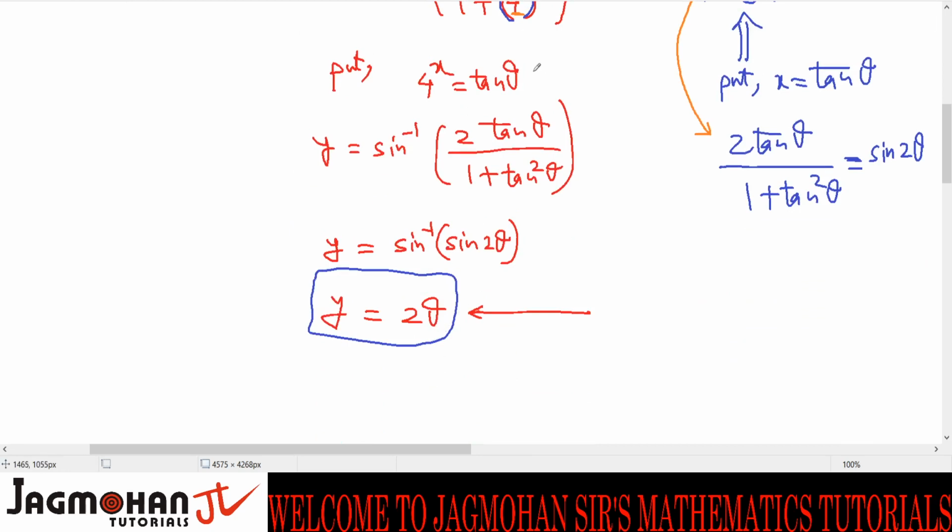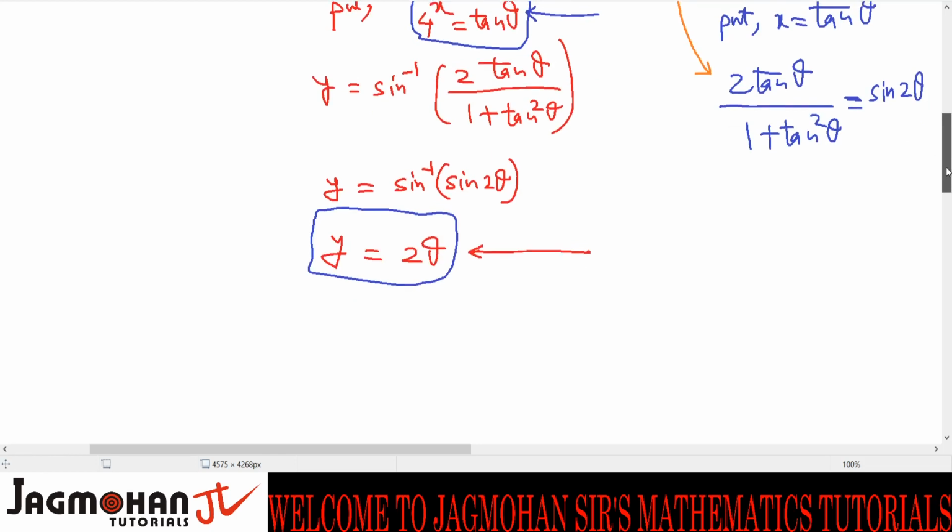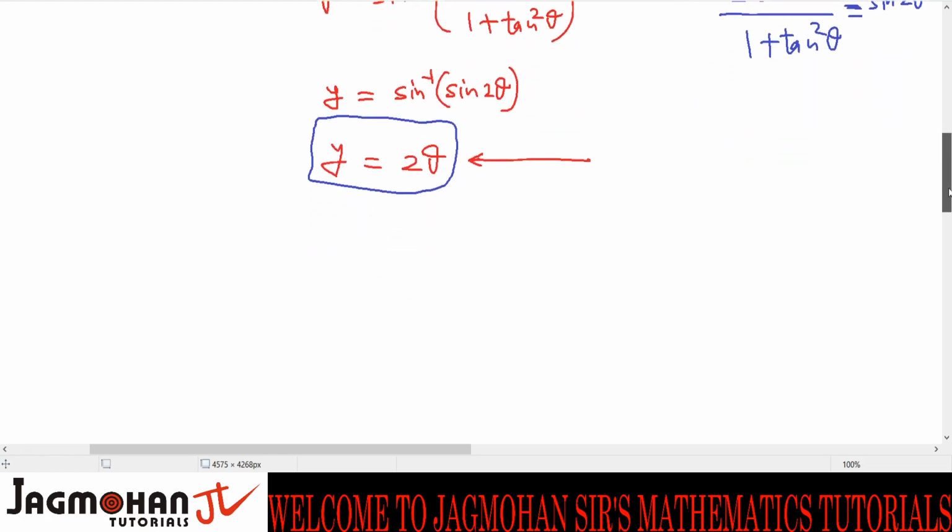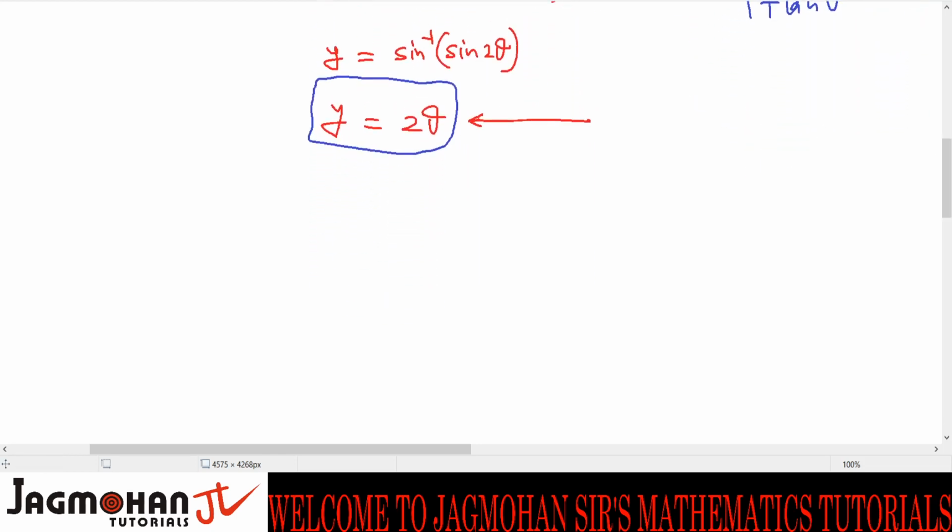So what is theta? Theta you will get from the step where you had substituted 4 raised to x as tan theta. So theta would be tan inverse of 4 raised to x. So next step you will write, therefore y equals to 2 times tan inverse of 4 raised to x. That's it. Now we can differentiate with respect to x. See, now we have simplified the given function to a great extent.